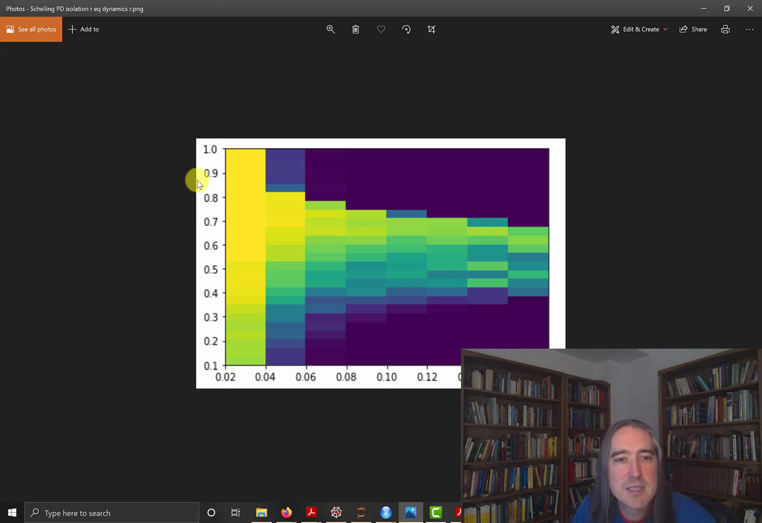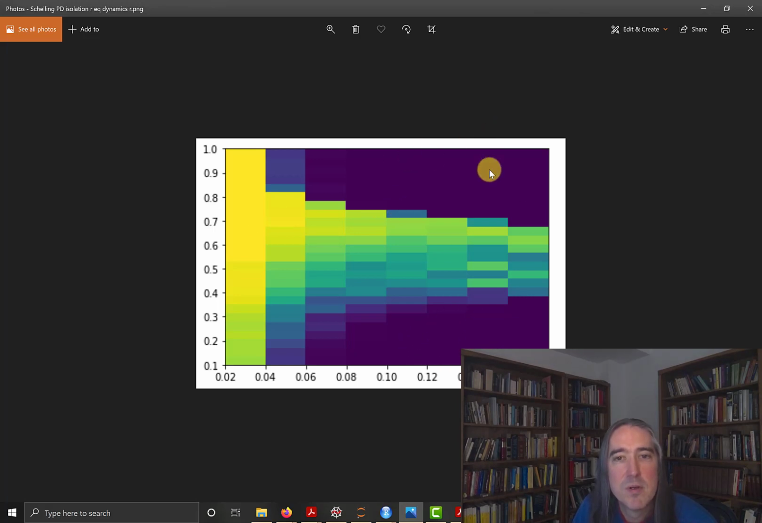So on this axis we have what fraction of the neighborhood my group needs to be for me to be comfortable staying. And on this axis is a density metric. How dense are my neighborhoods? Okay. And what you see here, when it goes yellow, that's extreme segregation.